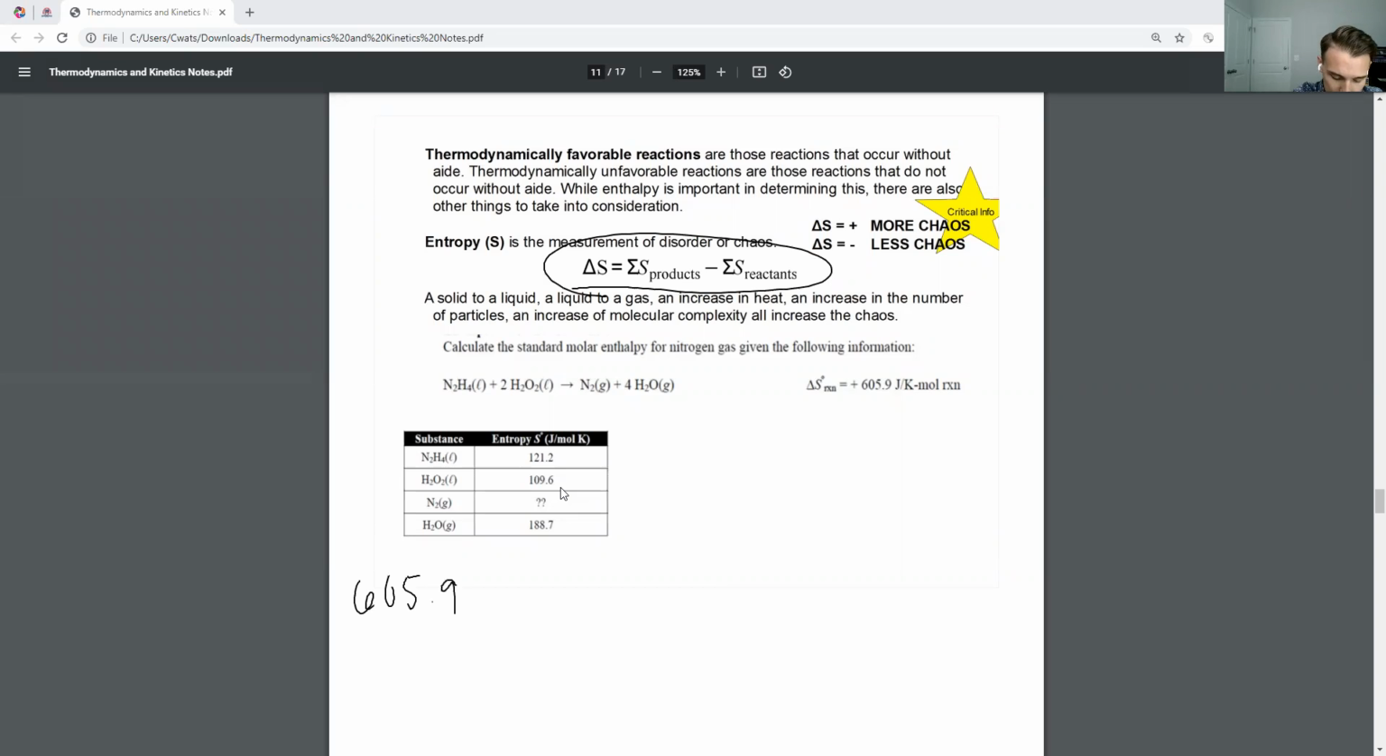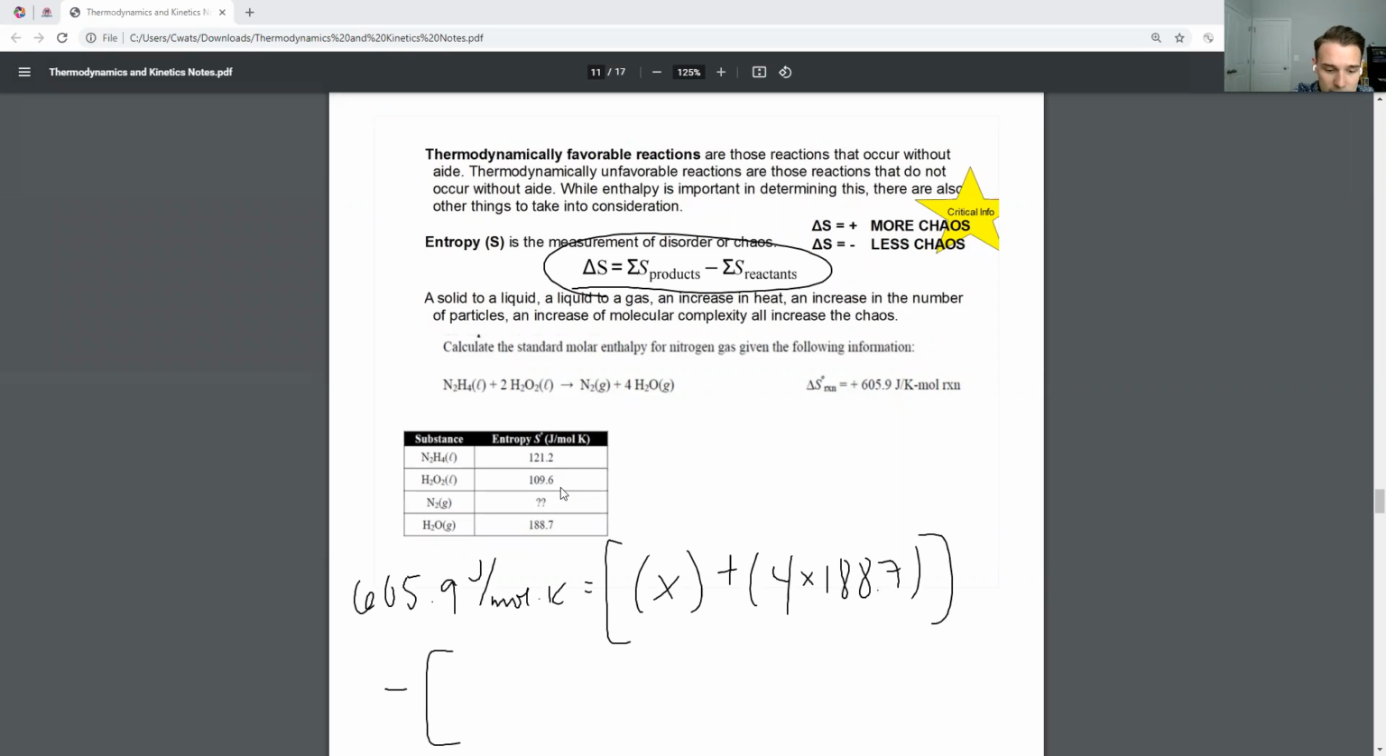605.9 joules per mole times Kelvin is equal to products, the nitrogen, which is X, plus I have 4 of the waters, which is 188.7. Those are all of my products, minus my reactants. I've got N2H4, which is 121.2, plus I have 2 of the hydrogen peroxides, 109.6.